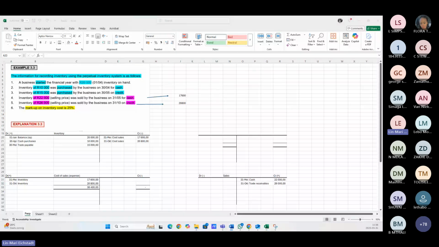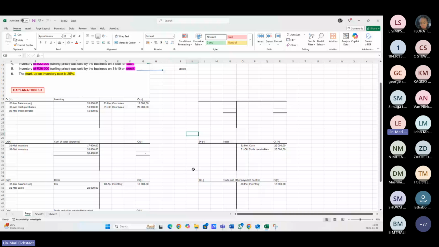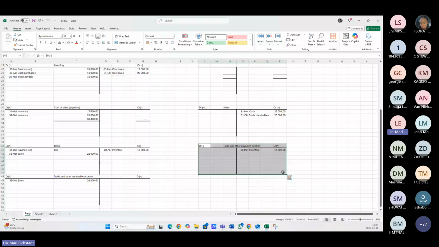So basically in your inventory account, you have your opening balance, you add all your purchases, you deduct the cost of sales, and then your closing balance at year end is what's left on your inventory account. In your trade and other payables account, you would have whatever you bought on credit. So in this instance, we purchased inventory of 15,000 on credit.